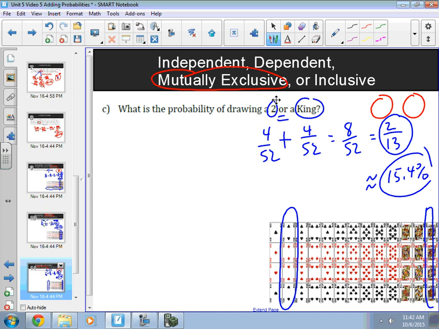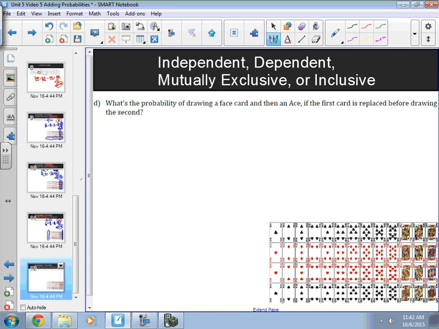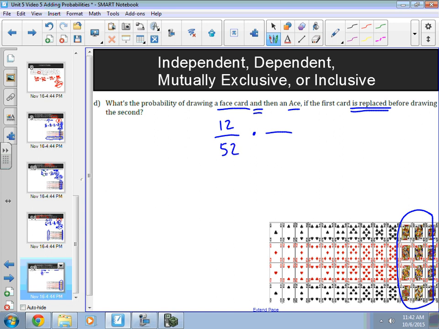All right, let's try one more card problem here. What's the probability of drawing a face card and then an ace if the first card is replaced? Okay, well, and tells us multiply. We've got to find the probability. How many face cards? Face cards, anything with a face on it, looks like there are 12 out of 52 cards. Then what's the probability of drawing an ace? Well, they're saying that the face card is getting replaced, put back in the deck. So there's still going to be 52 cards.